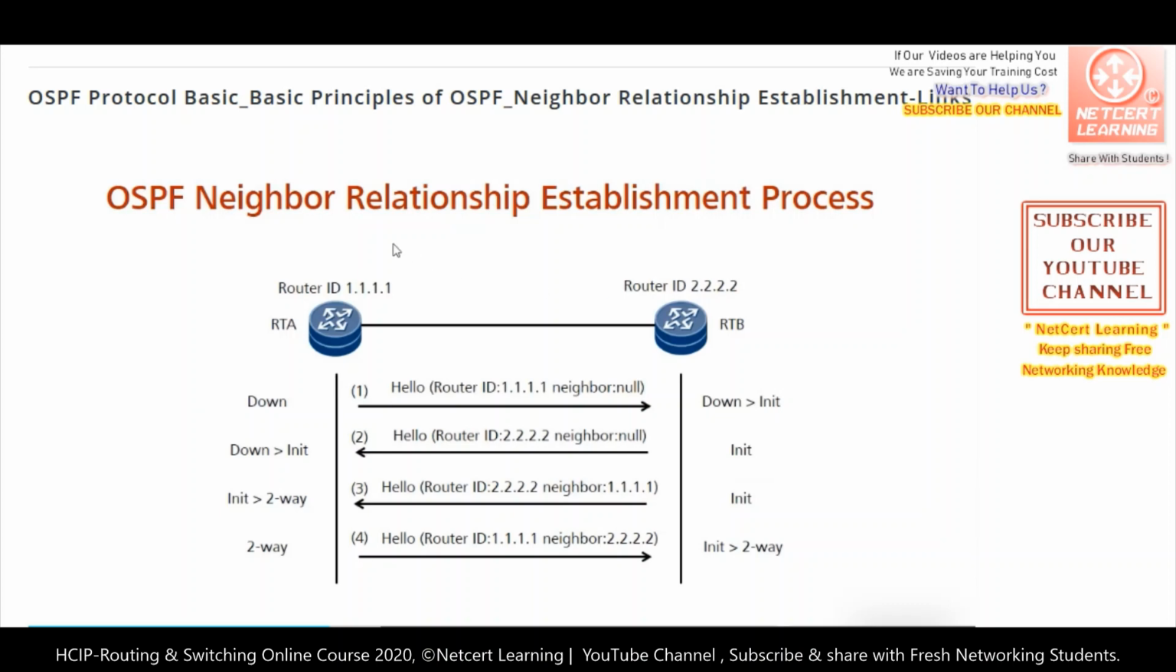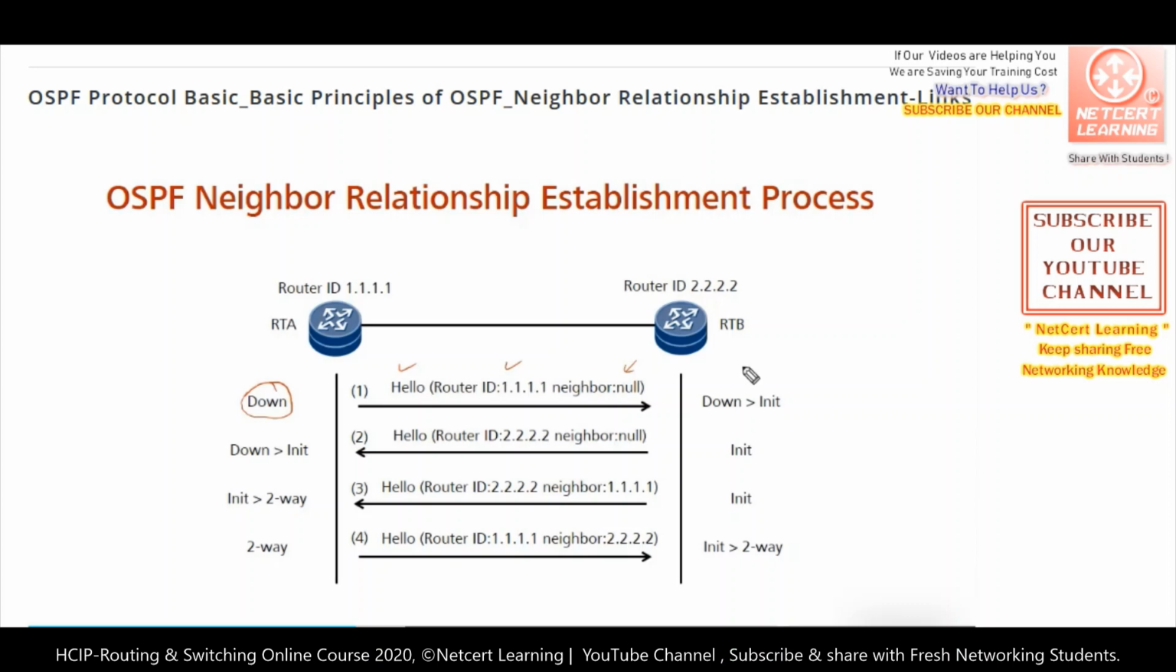We now look into the OSPF neighbor relationship establishment process. In this topology, I have two routers, router A and router B. Router A will be in the down state. This is a state where OSPF has not received any hello packet yet. Once we enable OSPF, router A will send a hello packet with its own router ID 1.1.1.1 and a neighbor list of null, because there is no neighbor yet.